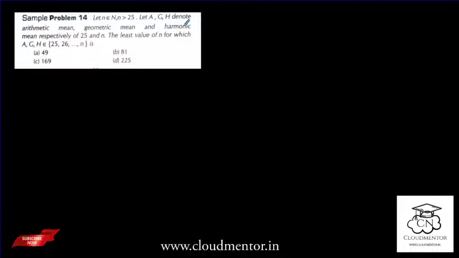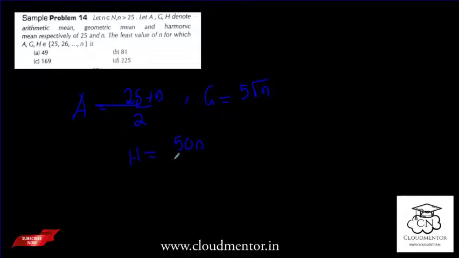So here A is equal to (25 plus n) divided by 2, and G is equal to root of ab, that is root of 25n, that is 5 root n, and H will be equal to 2ab by a plus b, that is 2 times 25 times n, that is 50n, divided by 25 plus n.